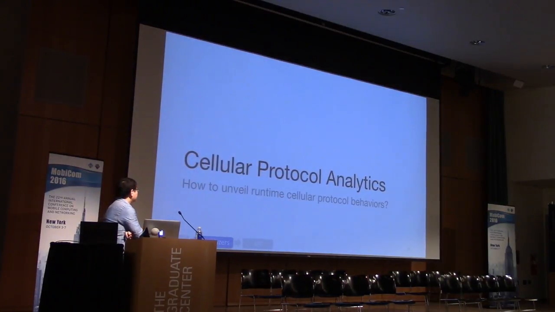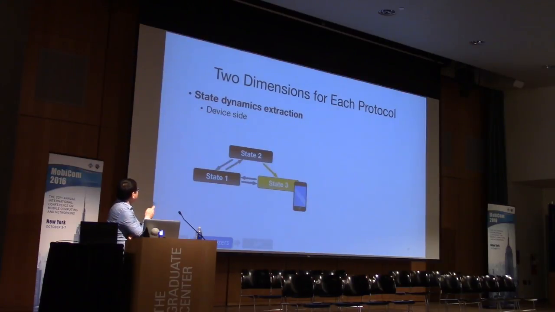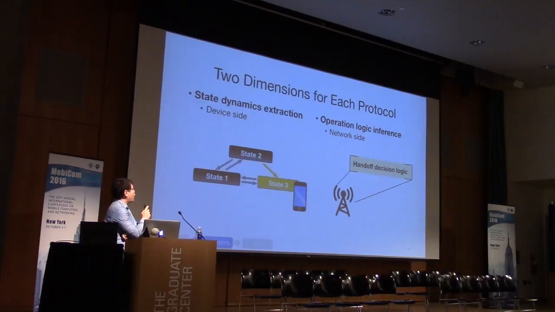With the cellular messages, the next task is to perform runtime cellular analytics of the cellular protocol behaviors. For each cellular protocol, we will uncover two dimensions of behaviors. On the device side, we will first track device-side state dynamics. We will also infer network-side operation logic. So let's look at each dimension.